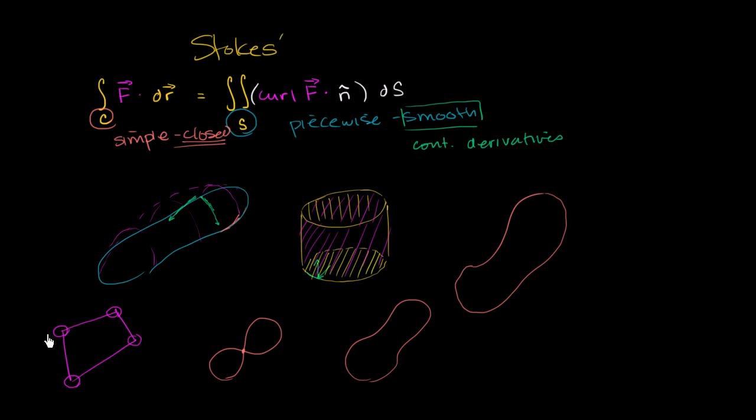We can break it up into this section of the path, which is that line right over there, is smooth. That line right over there is smooth. That line is smooth, and that line is smooth. And we've done that when we've evaluated line integrals. We've broken them up into smooth segments that we can then use to actually compute the line integral. So if you have a surface that is piecewise smooth, and its boundary is a simple, closed, piecewise smooth boundary, you're good to go.